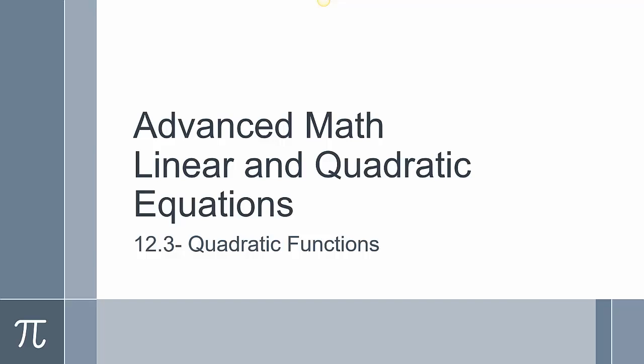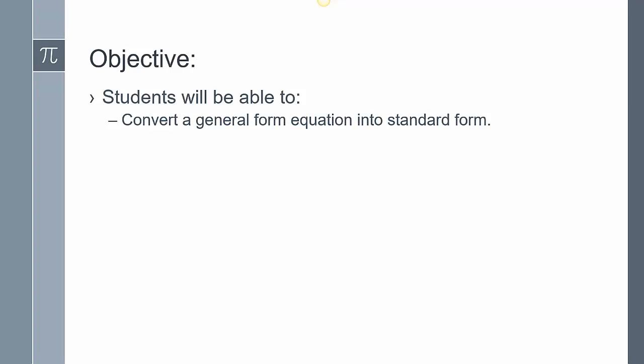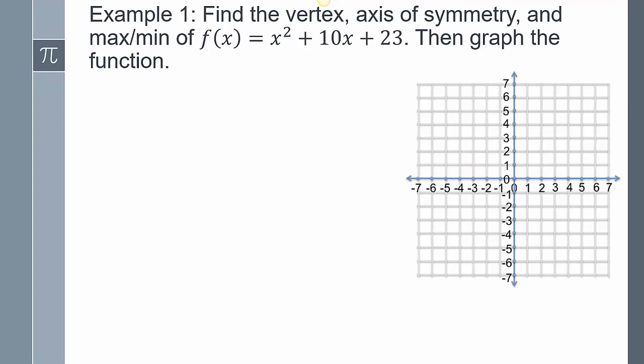Today is going to be 12-4, and we're going to examine quadratic functions again. Today we're going to be converting a general form equation into standard form. So our first example here says find the vertex, axis of symmetry, and the max and min of this given function, then graph the function.